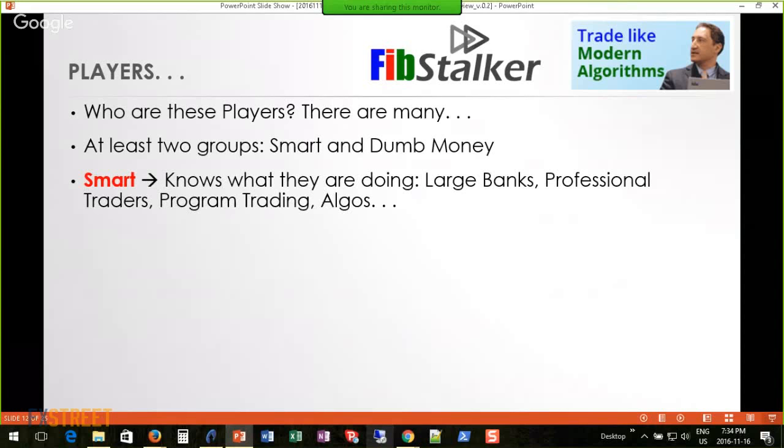Now, who is the smart money? Well, this is the group of traders and market participants who know what they're doing. They are large banks, professional traders, program trading, so specific classes of algorithms, and generally algorithms that can have different objectives, time frame, and activity on the market. One of these classes is high frequency trading, which is now really a market that I consider smart money. It will not affect price and directional trades on the daily and weekly, but it can affect the market in a very, very small time frame.